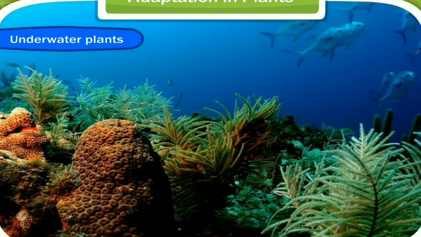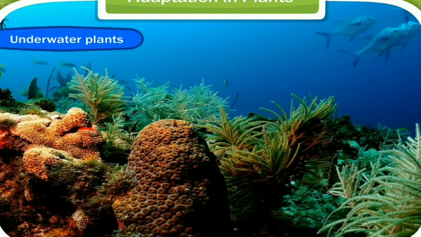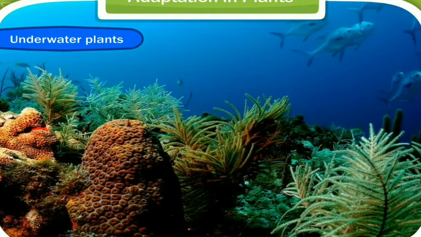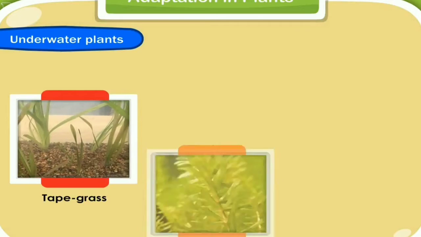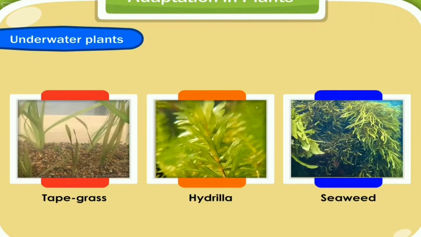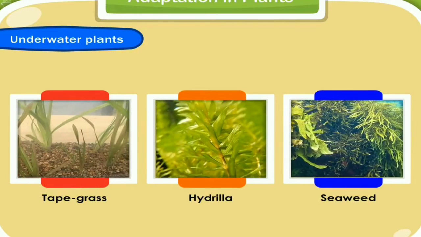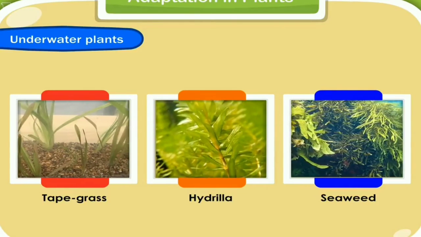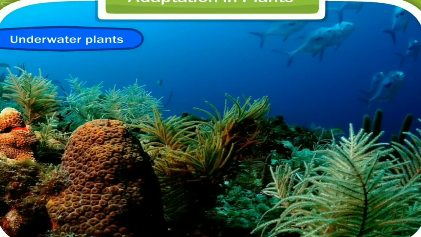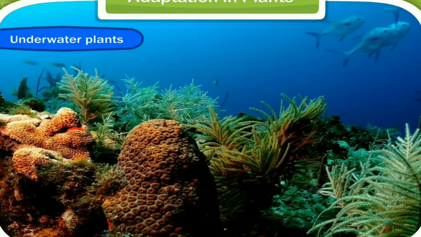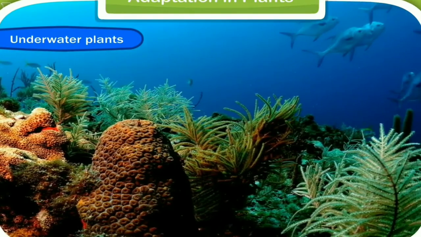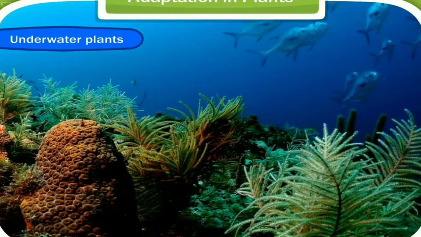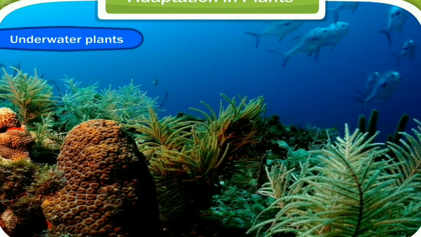Underwater plants. There are some plants that grow and remain completely under the water. Tape grass, hydrilla, seaweed, etc. are underwater plants. These plants have narrow leaves with no stomata. They are able to breathe through their surface. They are also called water cleaners because their breathing helps to keep the water clean.